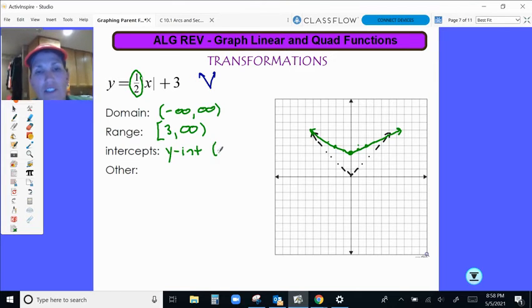Okay. My y-intercept is (0, 3). And usually you label it just on your graph, or you can just write it out. That's fine too. Okay, and that is how you graph that transformation. Let's go on to the next one here.